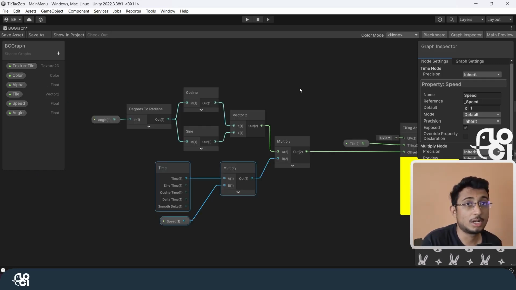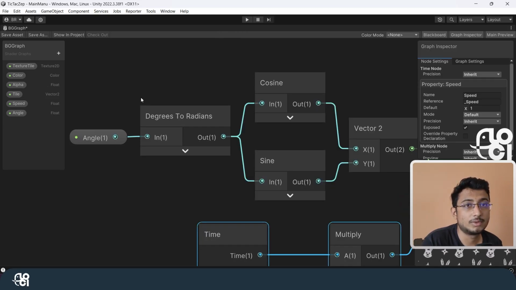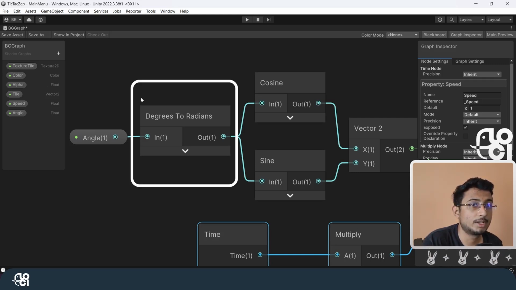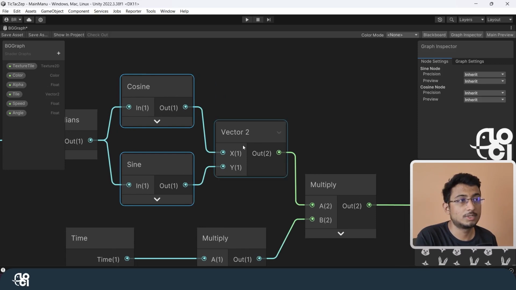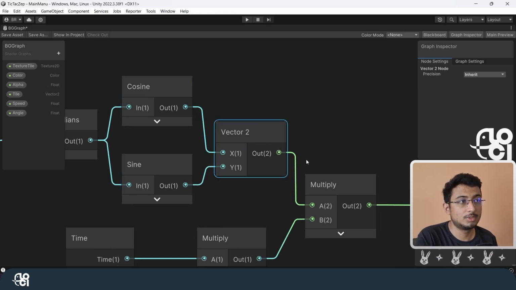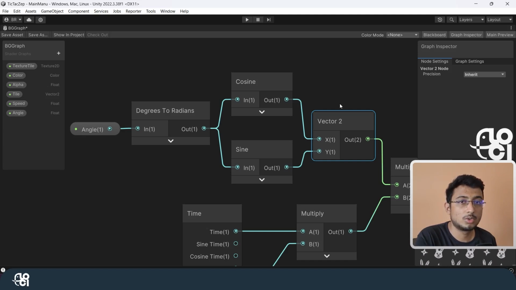In Unity Shader Graph, we first need to convert our angle from degrees to radians, as radian is just a different way to measure angles, commonly used in trigonometry for calculations. This conversion is done by the node called Degrees to Radians. We need to convert our angle because the sine and cosine nodes require the angle in radians, and that will give us our vector. This direction will be multiplied by our time and speed nodes, giving us control over the direction and the speed of the pattern.